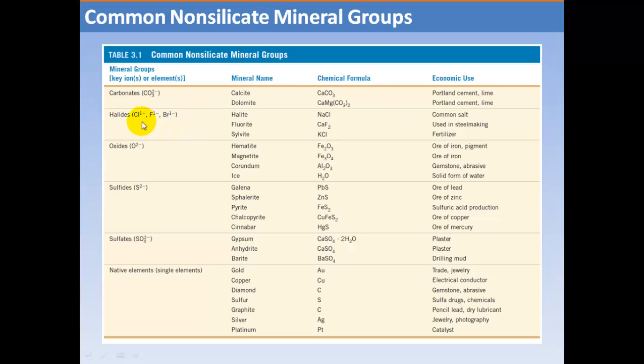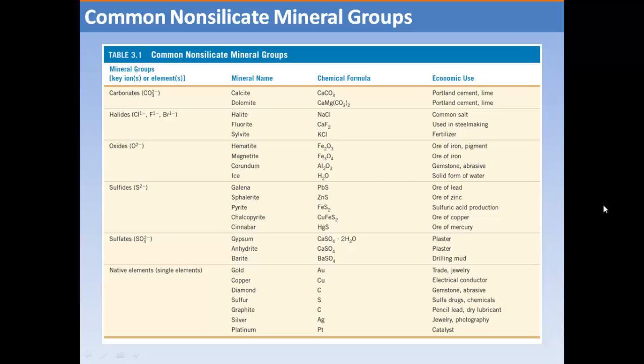Halides, which have our chlorine, and so these form our halite, our fluorite, our sylvite. These are used for salt or fertilizer or steel making. Oxides, with oxygen -2, form our hematite or magnetite or corundum, and ice. Yes, ice is water in its solid form, and that is a mineral.